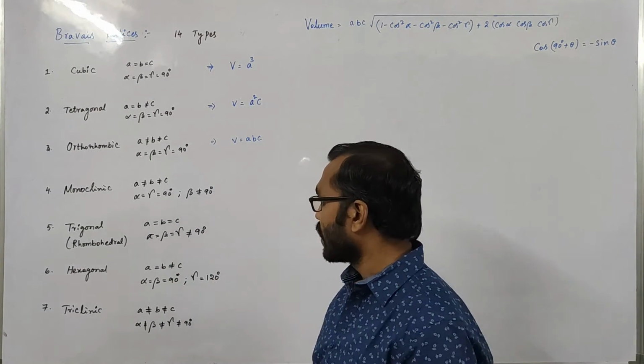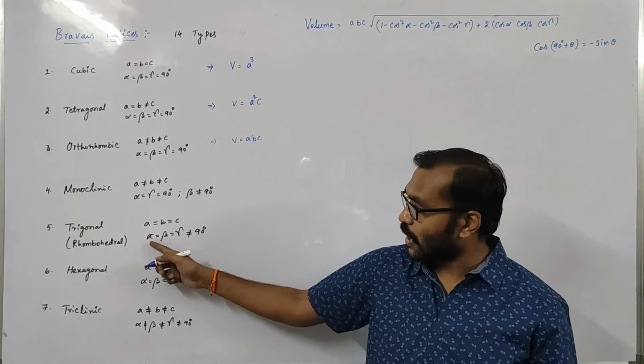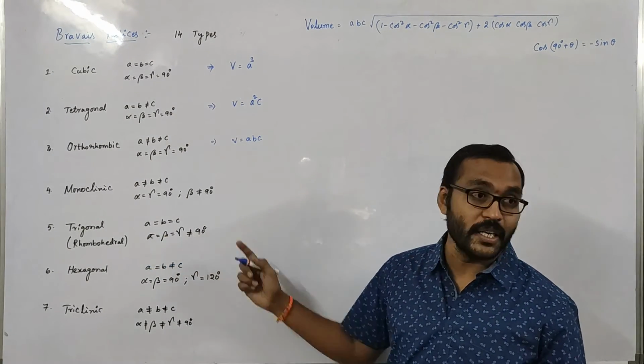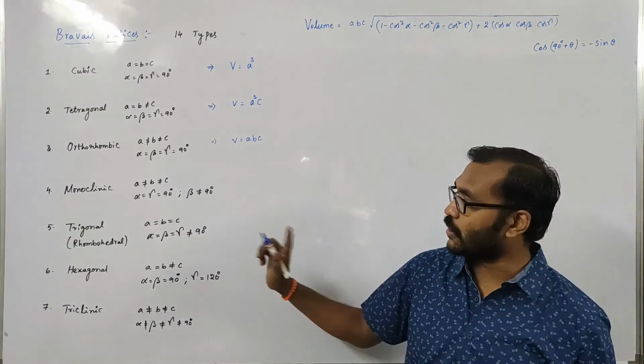Now coming to trigonal, I don't calculate here also. Because I told you that alpha equal to beta equal to gamma, not equal to 90. What is the value of alpha, value of beta, value of gamma? That may be any value, so I don't calculate.